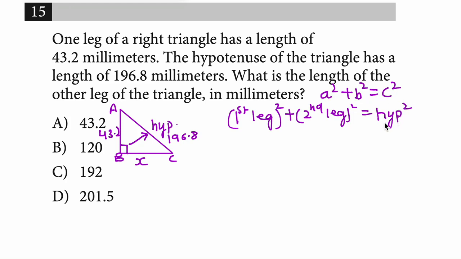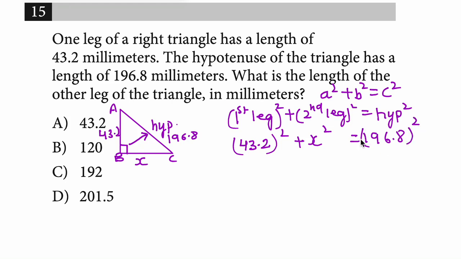What is A, what is B, and what is C. Here A and B are legs and C is the hypotenuse. Now let's put the values, right? If you write it this way, you will never forget that the square is always of the hypotenuse. So 43.2 whole squared plus x squared is equal to 196.8 whole squared.